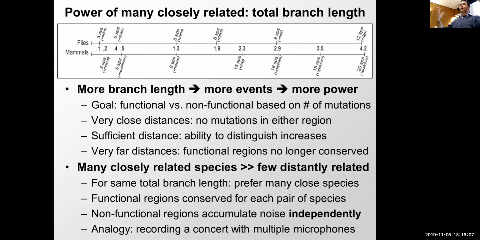Yes, it costs more because you have to sequence more specimens, but in the end, it gives you much greater power. Basically, for the same total branch length, you prefer many close species because the functional regions will be much more likely to be conserved for each pair of species.